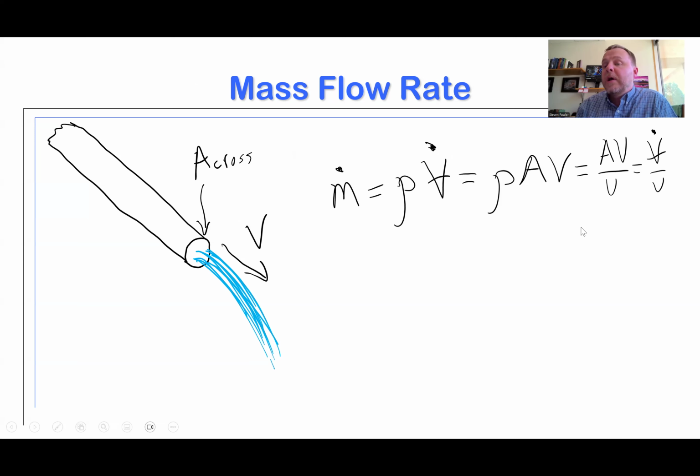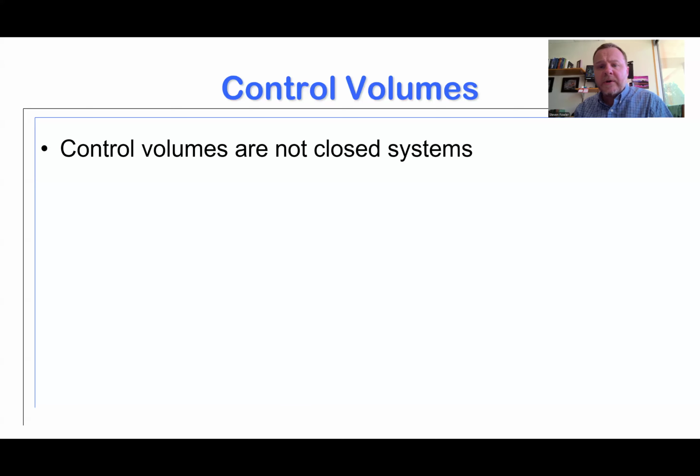So it's important that you know which V you're using. We use V to represent different things. Make sure you know which V you're dealing with because they all show up in this one formula, for example. Okay. Now, control volumes are not closed systems, as we know.